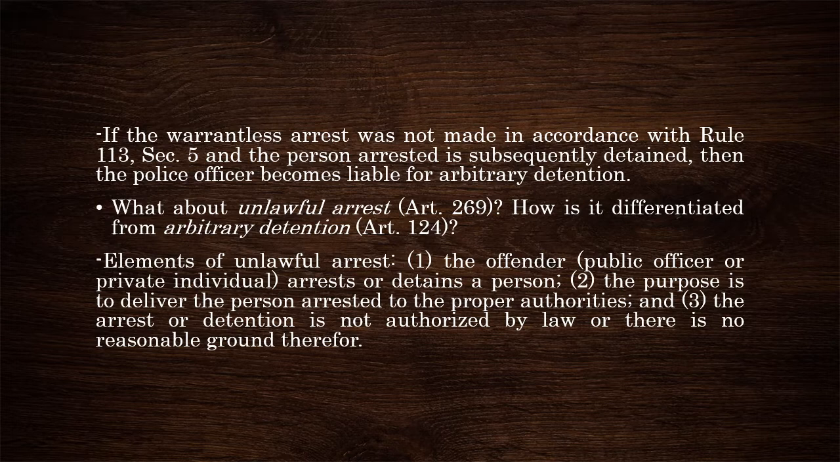So here, you can already see the distinction. Because, to repeat, in arbitrary detention, the offender is a public officer vested with the authority to arrest or detain a person. But in unlawful arrest, the offender can either be a public officer vested with the authority to detain or arrest, or a private individual. Number 2, the purpose is to deliver the person arrested to the proper authorities. And number 3, the arrest or detention is not authorized by law or there is no reasonable ground therefor.